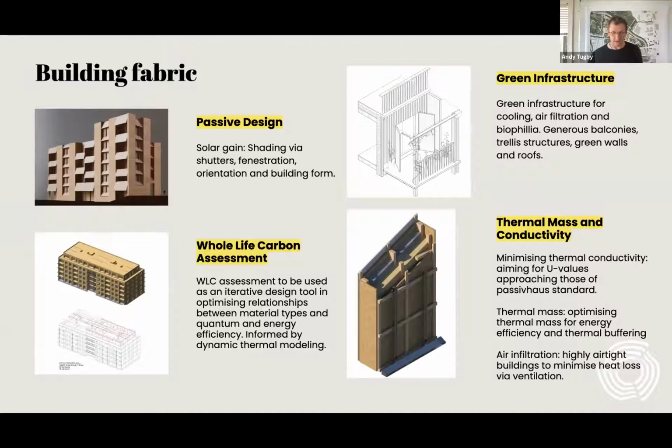And green infrastructure, so the use of greenery for cooling, air infiltration, biophilia. So there'll be generous balconies, trellises, green walls, roofs, etc. And thermal mass and conductivity. In order to minimize thermal conductivity, we'll be specifying U-values that approach passive house standard, and we'll make sure that there's significant thermal mass optimized for energy efficiency and thermal buffering. And obviously air infiltration, we'll be designing and building highly airtight buildings in order to minimize heat loss.